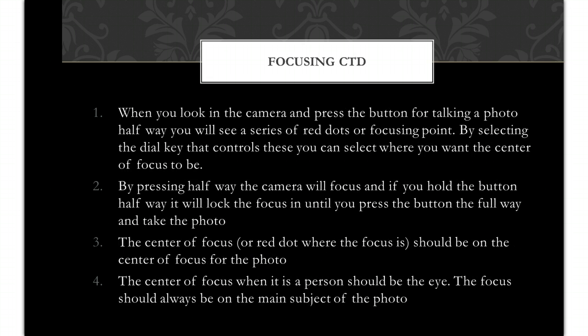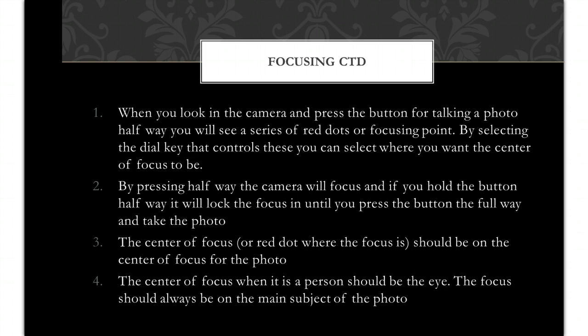Okay. Now, as I said, when you press the button to shoot a picture halfway, you will look in the camera, you see these little red dots, they're the focusing points. And you will have a dial that enables you to move and select which focusing point you want. And you want the focus to be on the subject matter. If it's a person, you want it to be on the face, and ideally on the eyes, or on whatever the subject is, or the center of the focus of that picture.